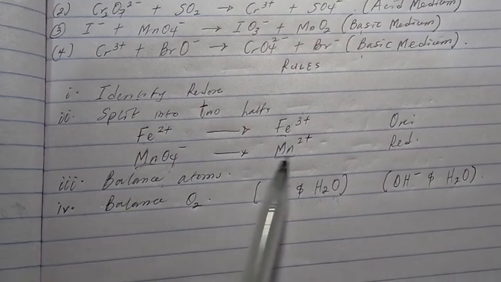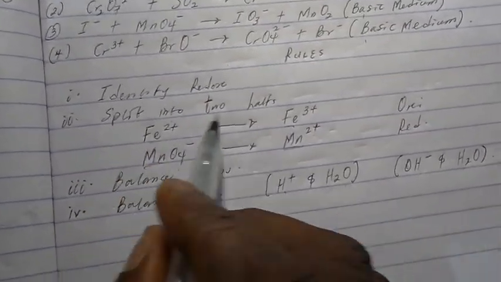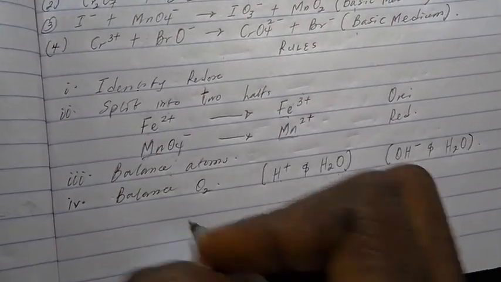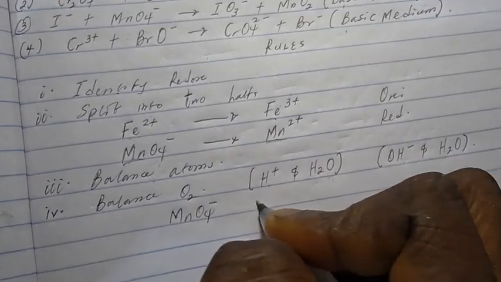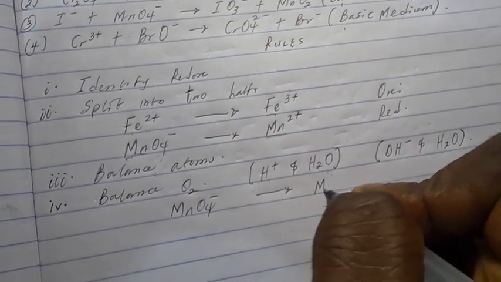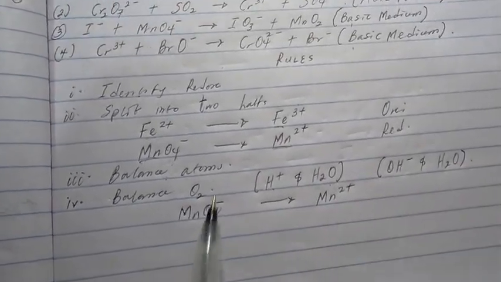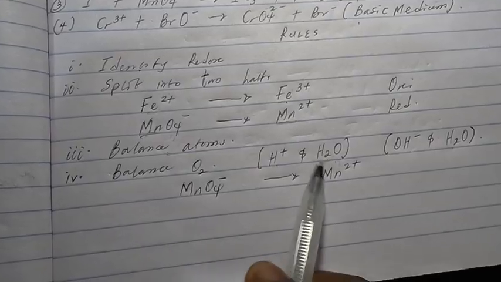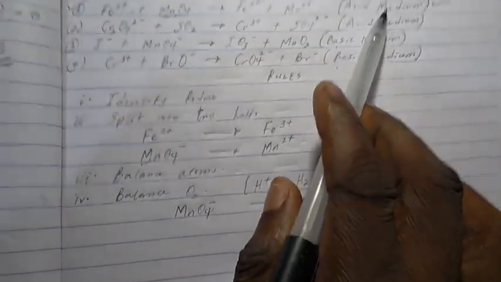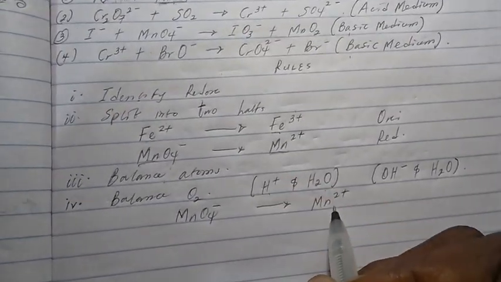So if I want to balance this one now, there is no oxygen here, so I can just write this one out. So this is MnO4 minus to give me Mn2 plus. So now I want to balance oxygen. I'm going to add water and H plus. Now, which side am I going to add the water? Since it is acidic medium, I'm going to add the water to the right side.